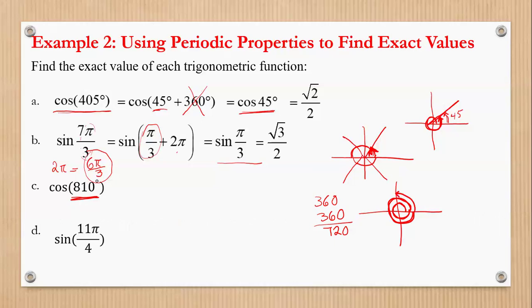So instead of 810, you can say 90 degree plus 360 plus another 360. And you can easily remove the 360s. And you say that the cosine of 810 is exactly the same as the cosine of 90 degree. And I know that the cosine of 90 degree is 0.